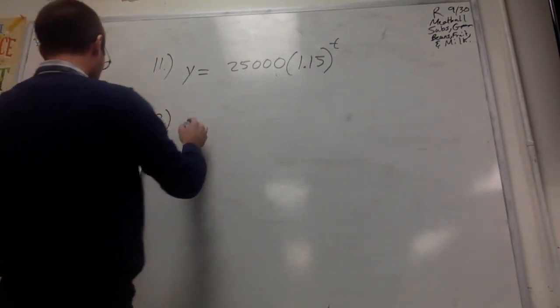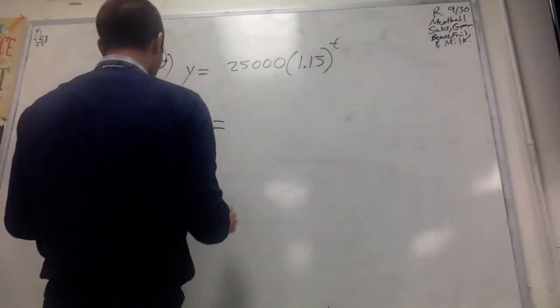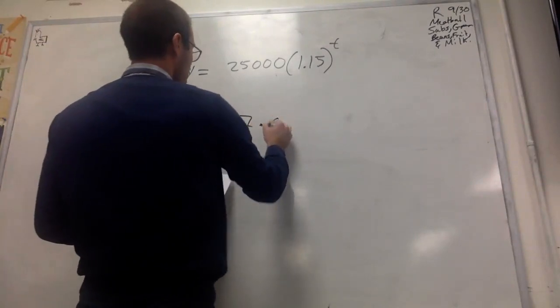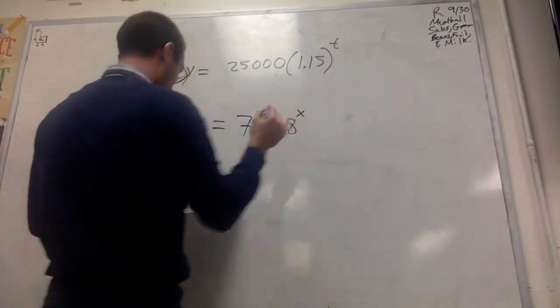12 says, what is the range? Determine the range of y equals 7 times 0.8 to the power of x.